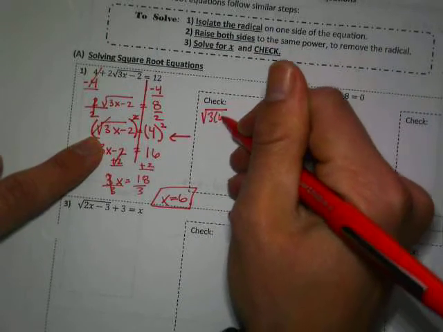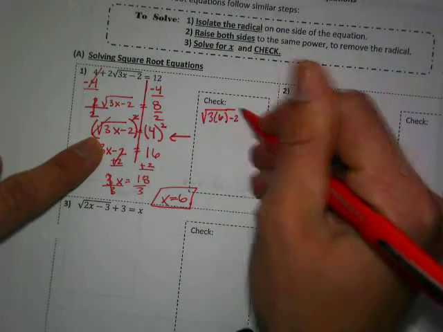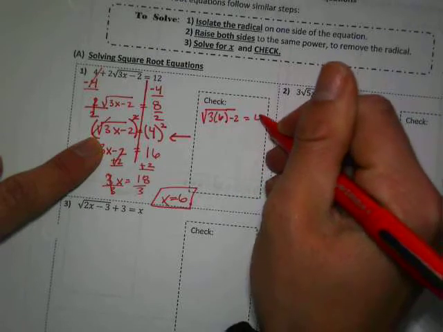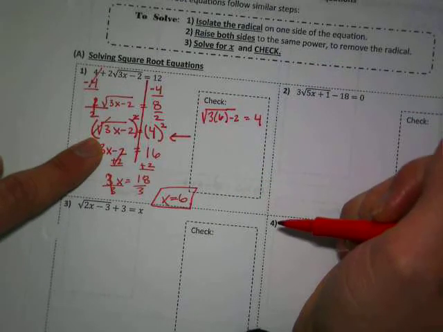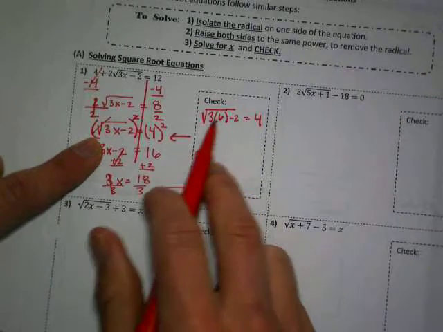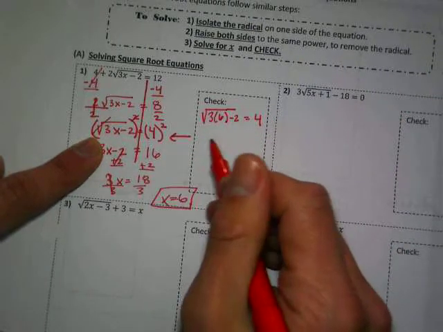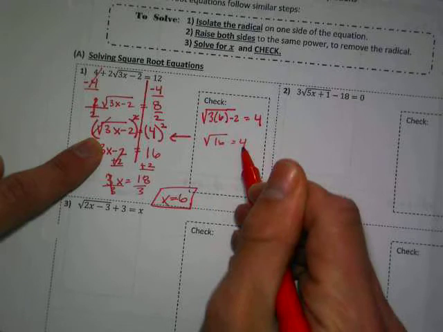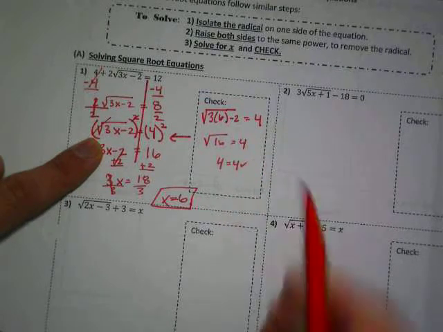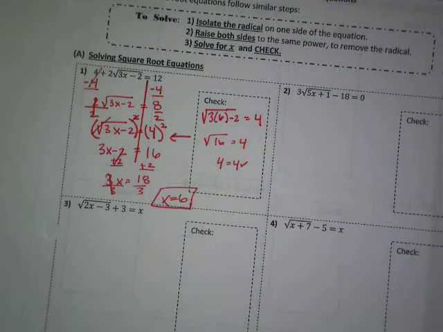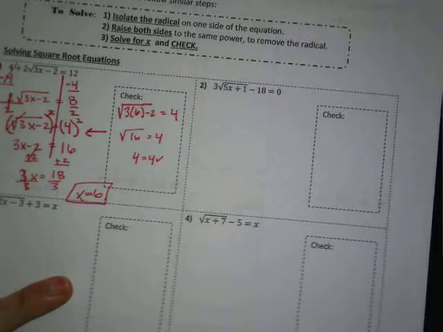So 3 times 6 minus 2 equals 4. All right, what's 3 times 6? 18. Minus 2? 16. What's the square root of 16? 4. Yes. So yay, works. You have to check square roots, because sometimes with square roots, funny things happen. So yes, you do have to check square roots. Cube roots you don't have to check. All right, go to number 2.